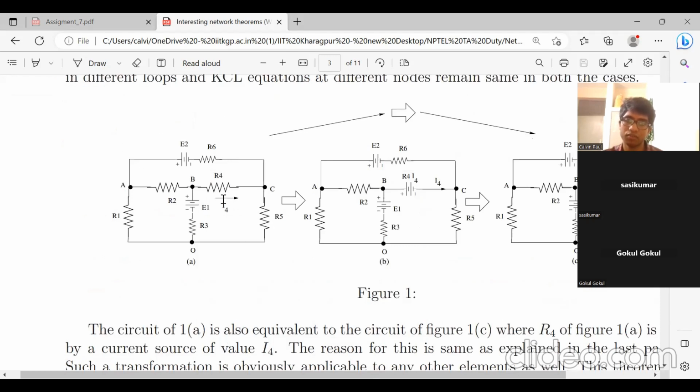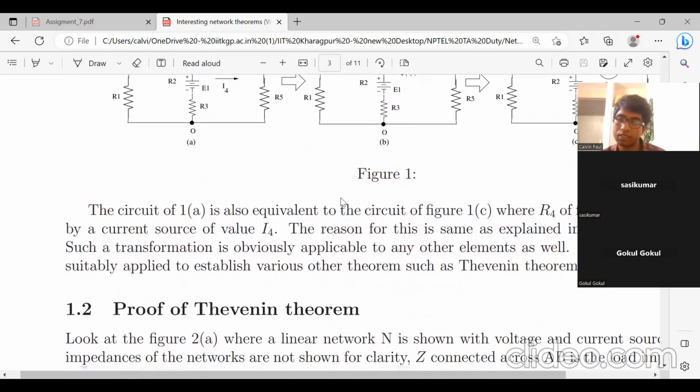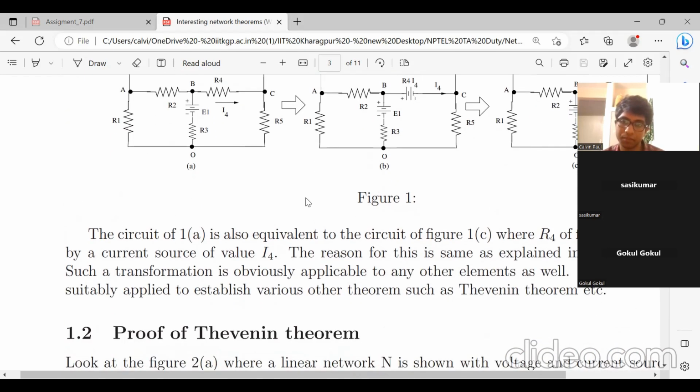So effectively it is like this. Suppose in this network we want to find a current I4. If we apply the superposition theorem, we short E2, one of the voltage sources, and keep only E1 in the network, and then we see what the current I4 is. Then we short E1 and keep E2 in the network, and we see the current I4 which is flowing. Then the effective current I4 when both E1 and E2 are present in the network is the sum of those previous two currents which we found. So that is the concept of the superposition theorem.